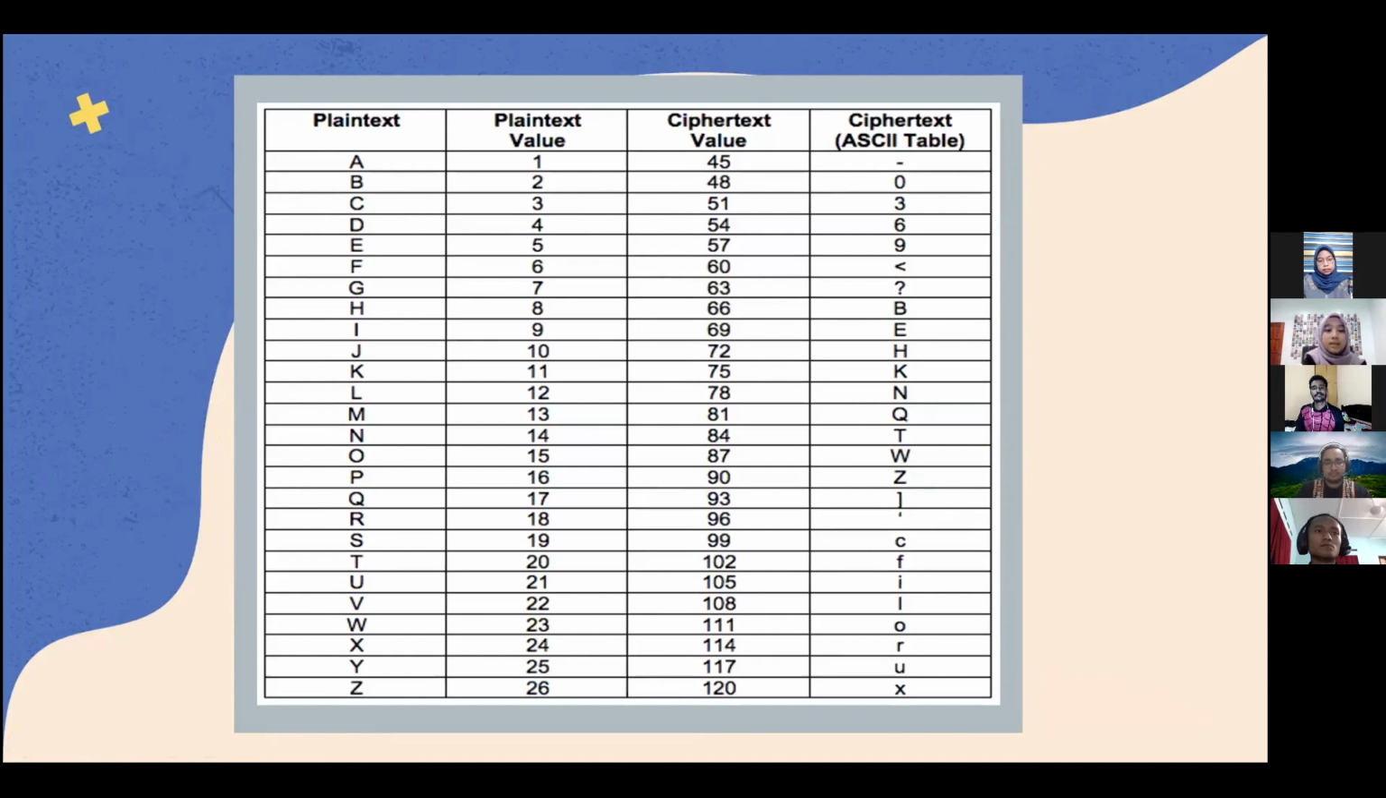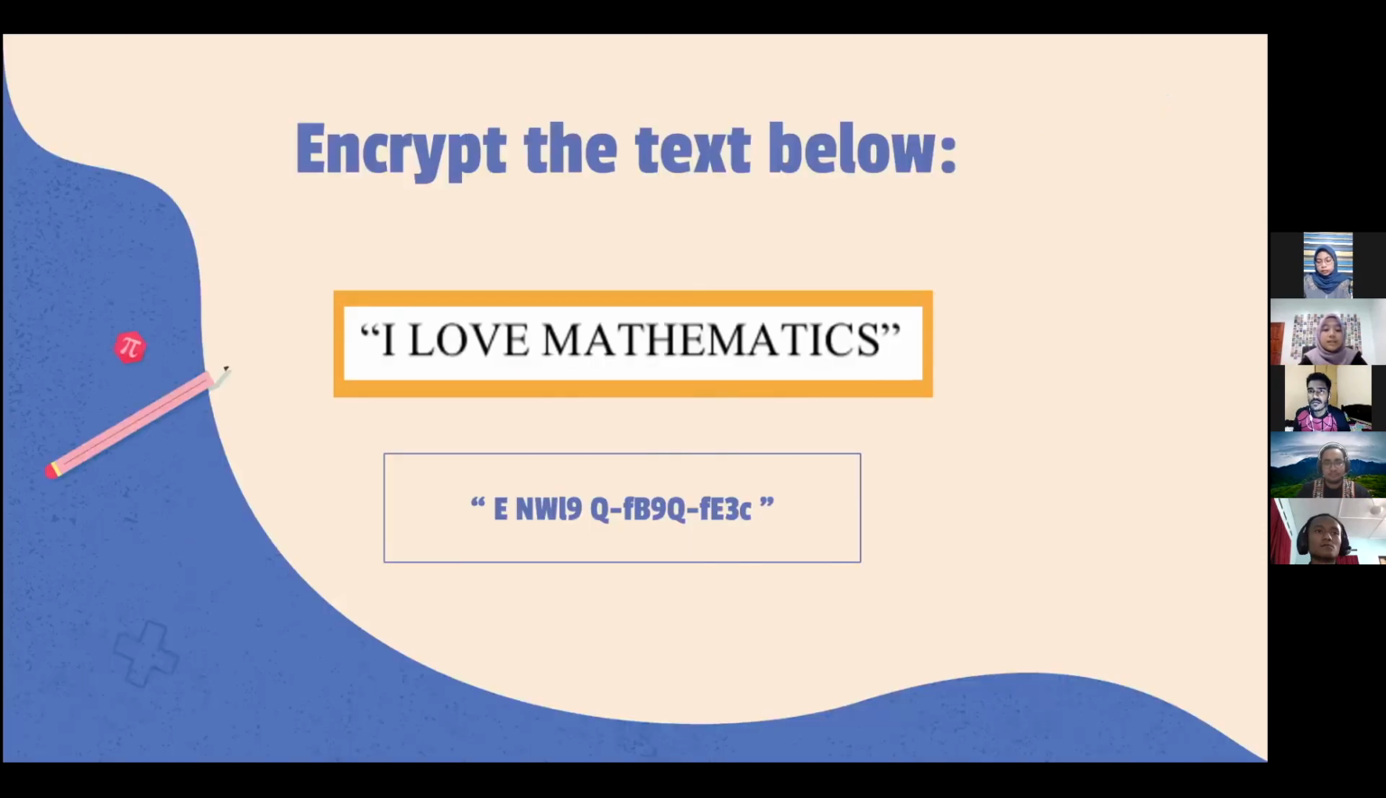First, we see the plain text I, and the ciphertext is E, and the plain text L is N, and O is W. So you just have to see the table here to complete the text. Next slide. The answer that we get is ENWL9Q-FB9Q-FE3C. That's all for Task 2. For Task 3, I'll pass to Hannah.